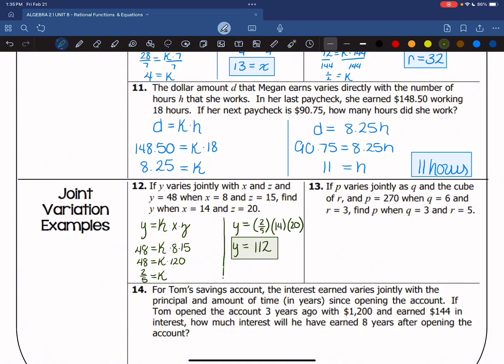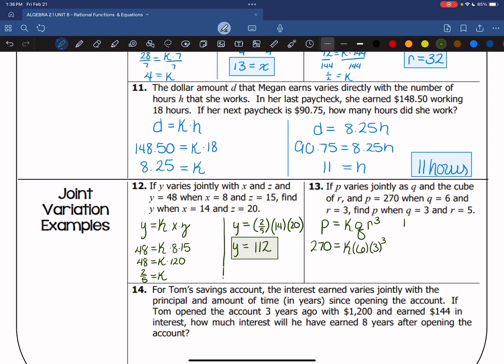Let's do another. It says that P varies jointly as Q and the cube of R. So we're going to take R and cube it and make sure all this multiplies with our constant of variation. Then it goes on to say, and P is 270 when your Q is 6 and R is 3. So K is still unknown to us.